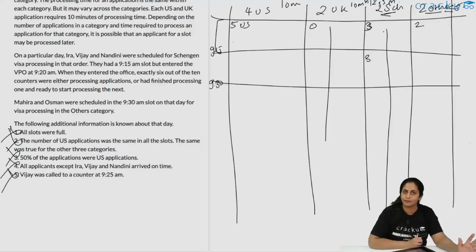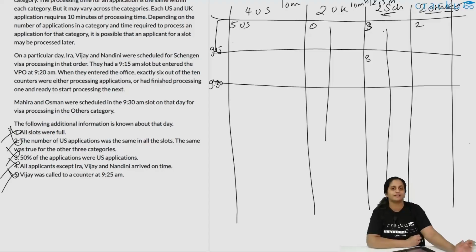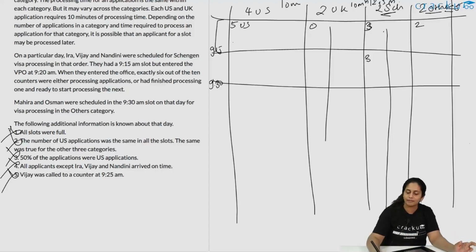So for the US I know it is 10 minutes. For the UK there are no UK applications. For Schengen I know it is 12.5 minutes. And for others, I know that at max it is going to take 5 minutes. It is definitely done by 9:20. So it is at most taking 5 minutes to do the others application. So this is something that I've been able to figure out.